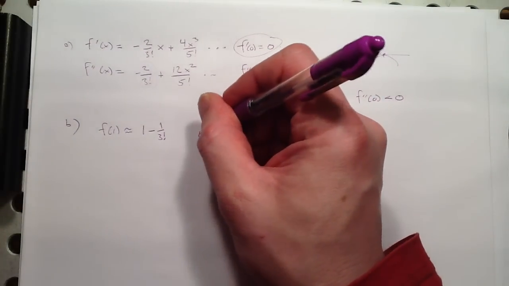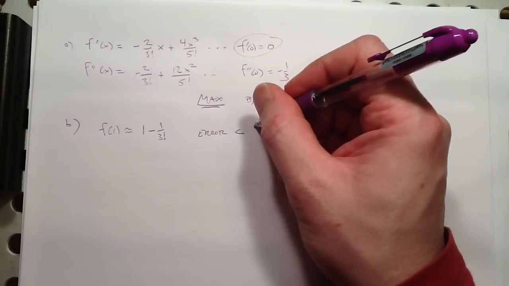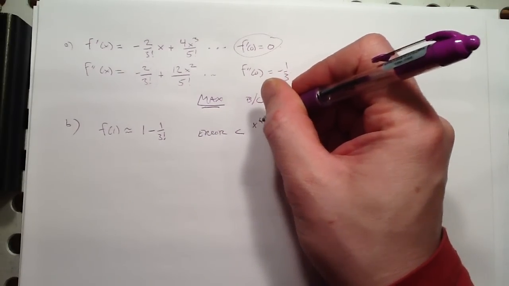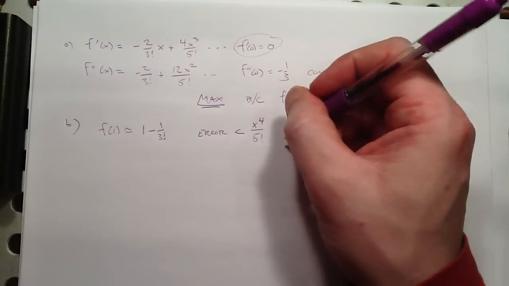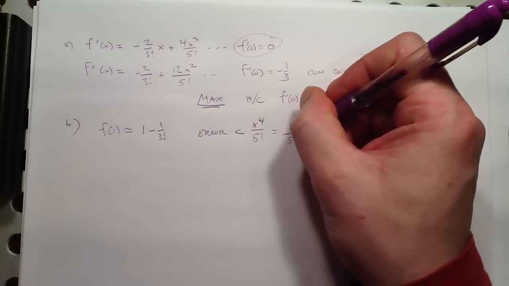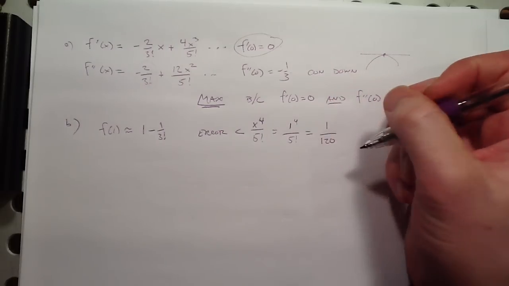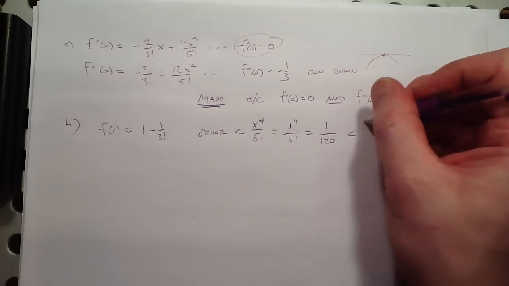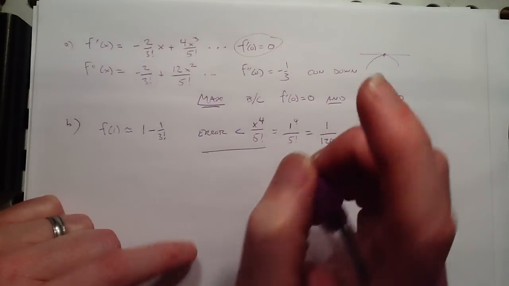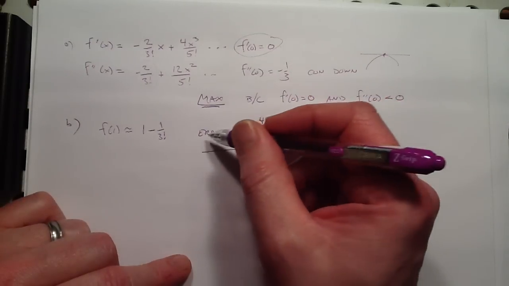So the error is less than the next term, which is x to the 4th over 5 factorial. Here we're plugging 1 in, 1 to the 4th over 5 factorial, which is 1 over 120. And that's less than 1 over 100. Now, why is this true? And you must say this to get full credit here. This is worth a whole point.